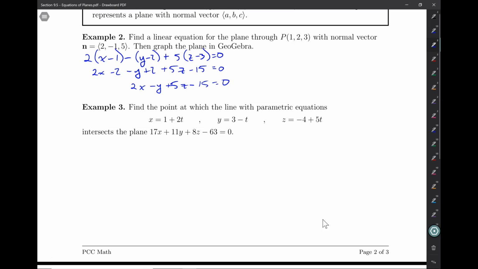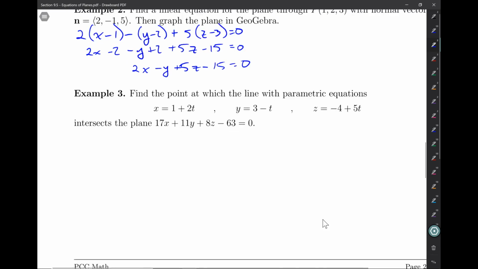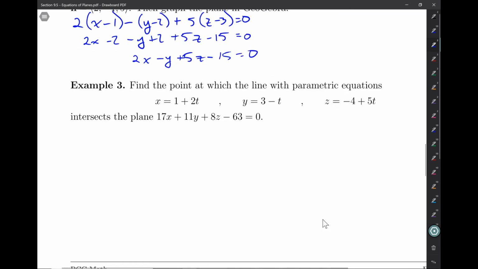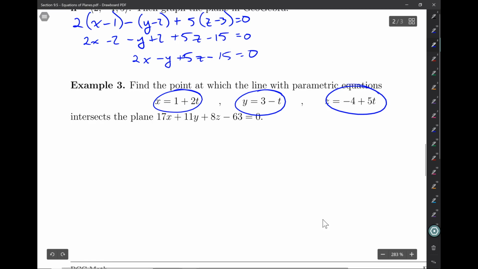Alright, so we're already given an equation of this plane. Here's this plane given in its linear form. And we have relationships for x, y, and z. Now in order to find the point at which the line intersects the plane, we want some sort of a relationship that involves all of the information about the line as well as the plane.